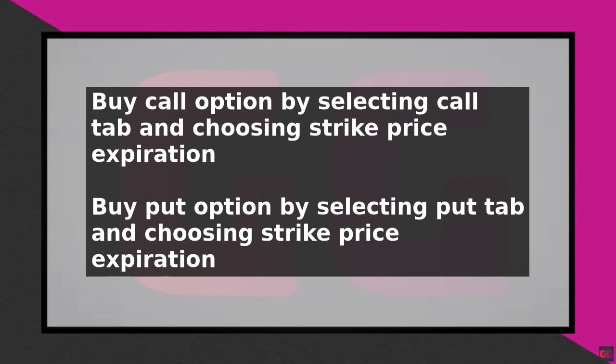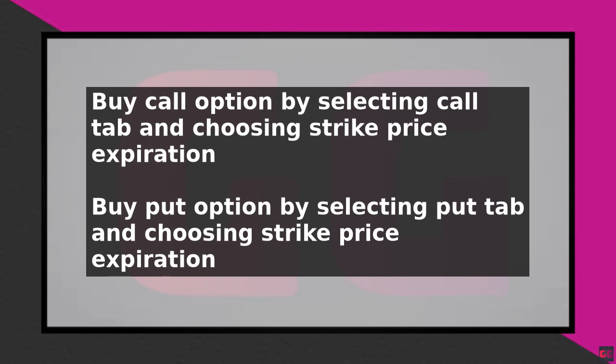To buy a put option, select the Put tab and choose the strike price and expiration date. If you think the price of a stock will go down, you can buy a put option with a strike price of 50 and an expiration date in 1 week.